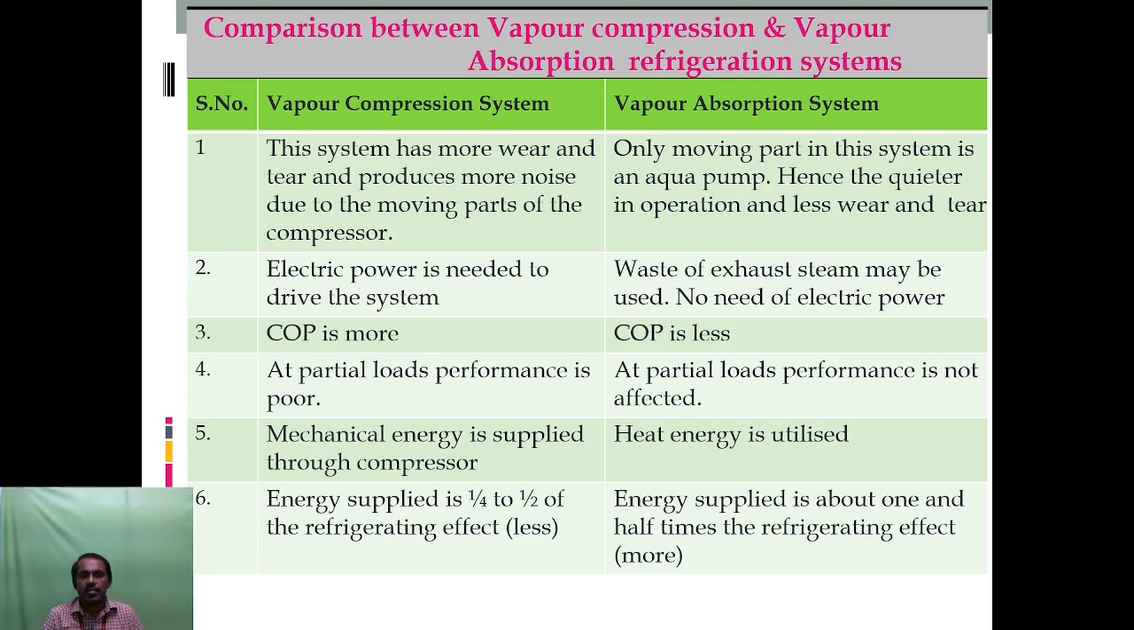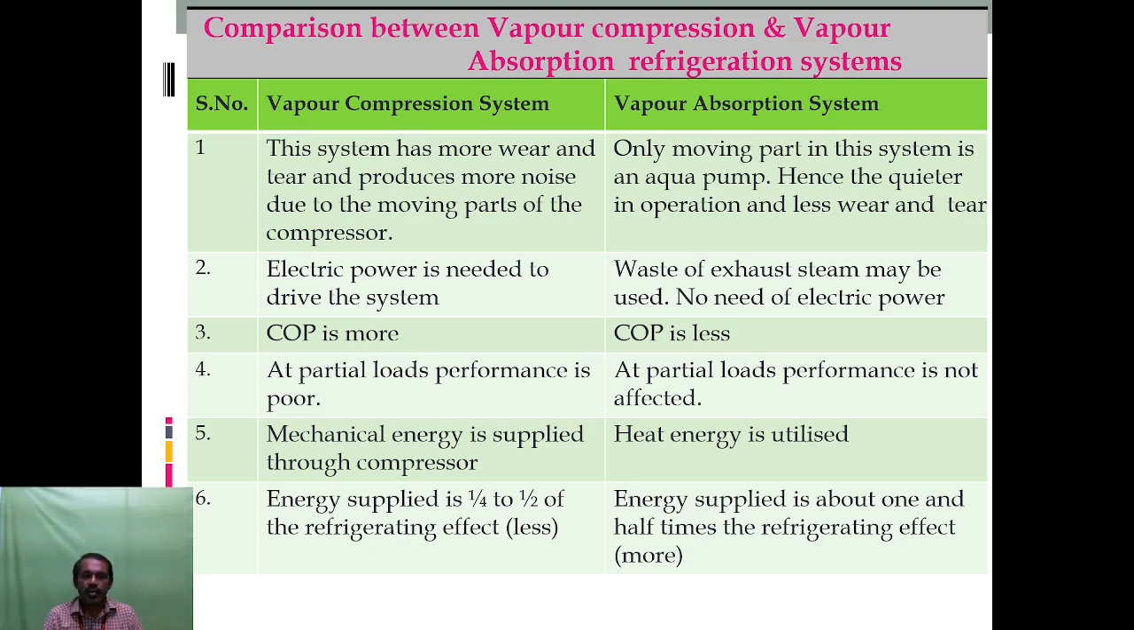The vapor compression system has more wear and tear and produces more noise, but the absorption system has no moving parts in the system, hence the operation is quiet and has less wear and tear. Here electrical power is needed to drive the system, and there low-grade heat may be used. COP is more in one and less in the other. Partial load performance is poor in one, while in the other partial load performance is not affected.